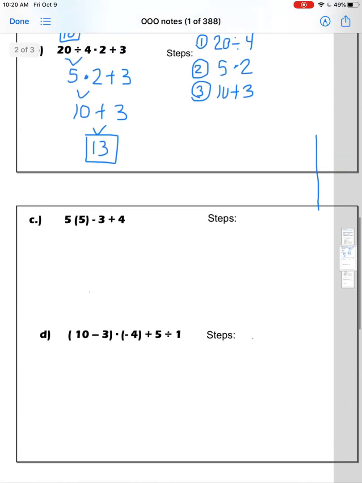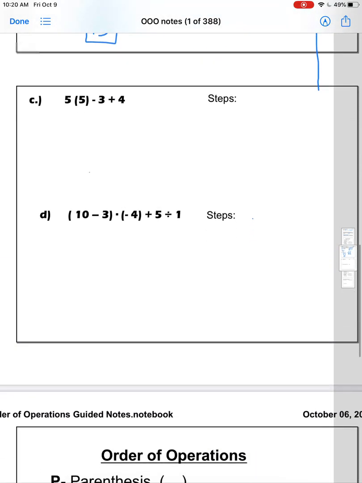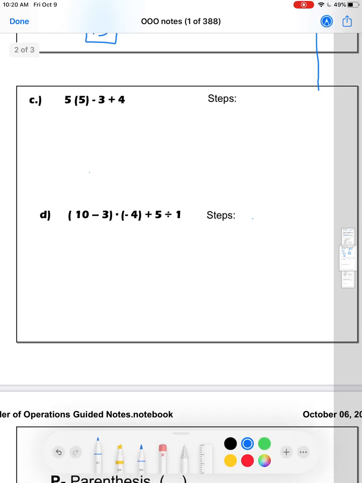Oops, too far. I'm going to write our order of operations up here so we could see it.